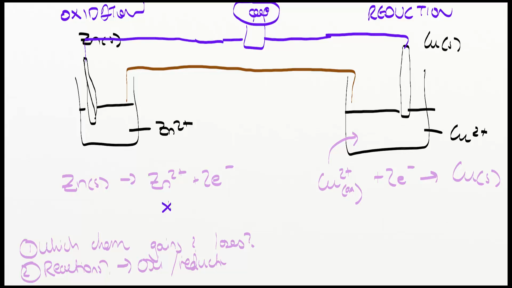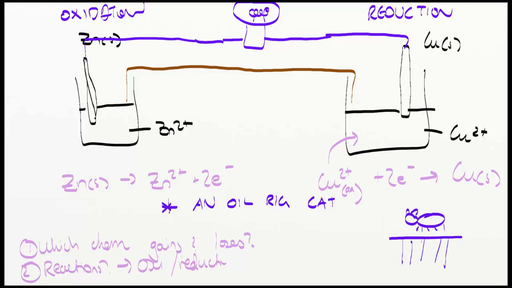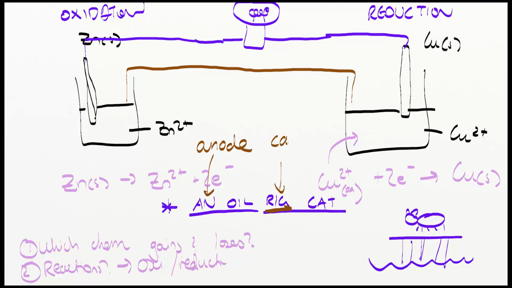Oxidation and reduction, there's a new mnemonic that I want you to remember, and it is called an oil rig cat. The idea is you think of a kitty, and the kitty is standing on top of a massive oil rig in the middle of the sea. So that's a cat on an oil rig. Why do we care about this? Because the place where oxidation occurs is known as the anode, and the place where reduction occurs is known as the cathode.